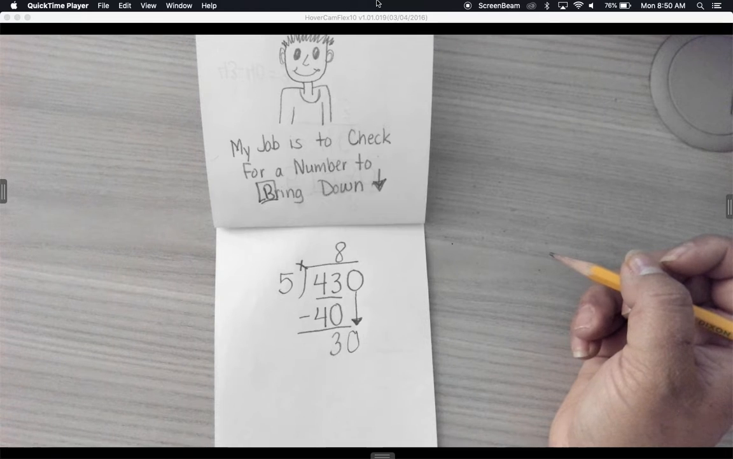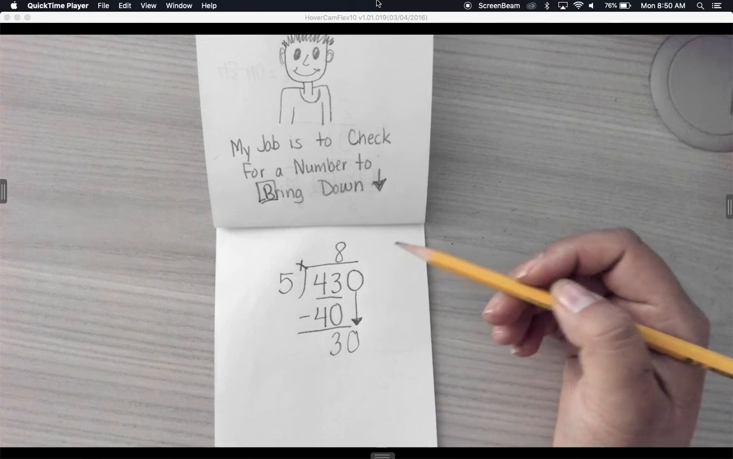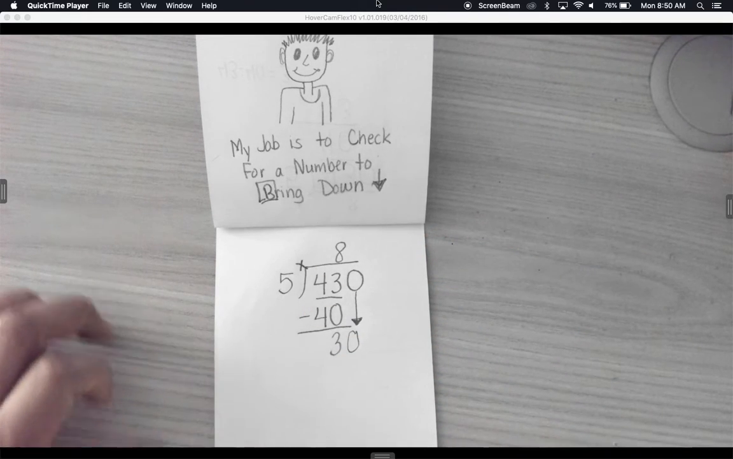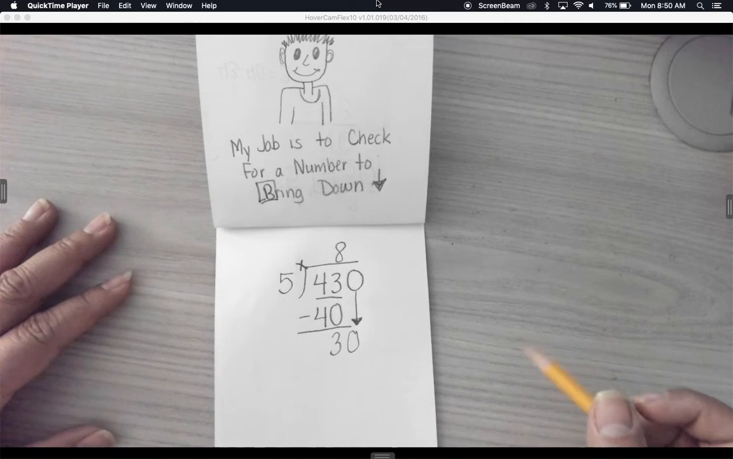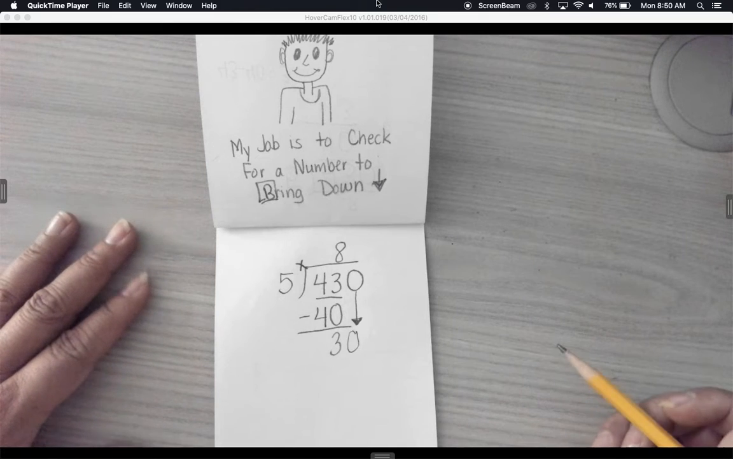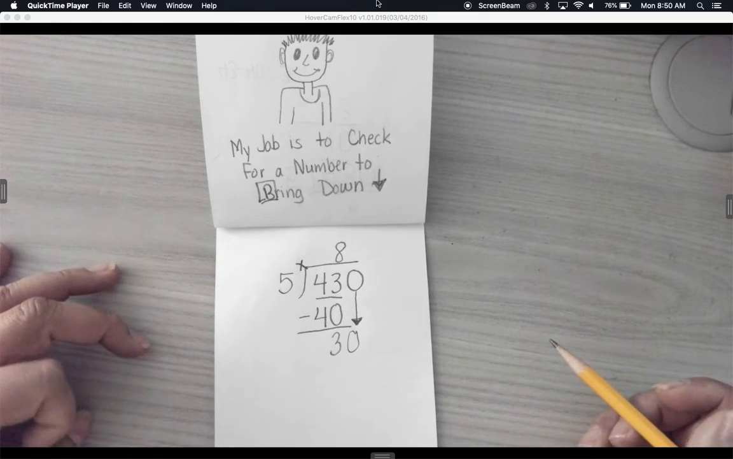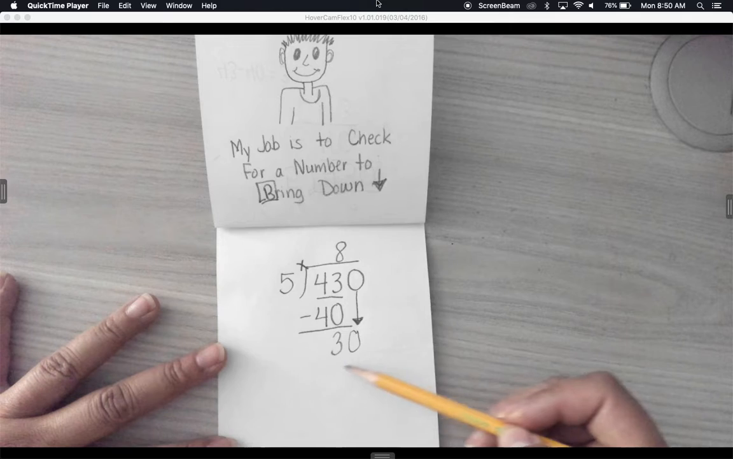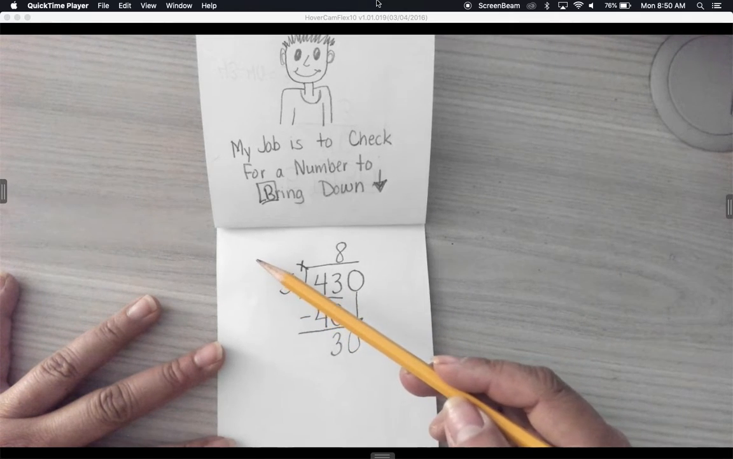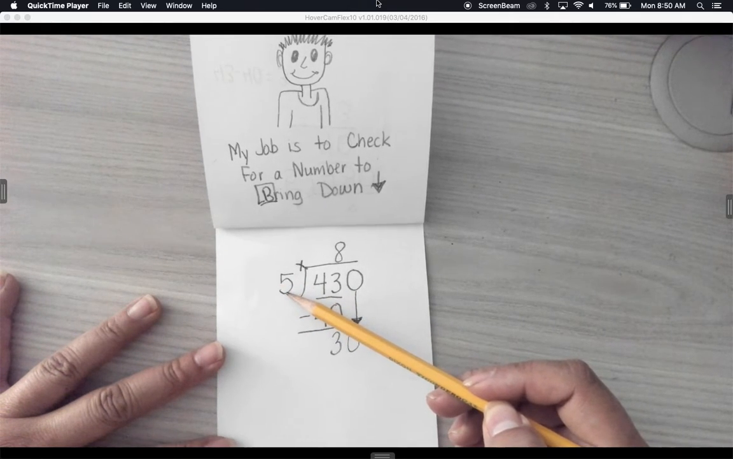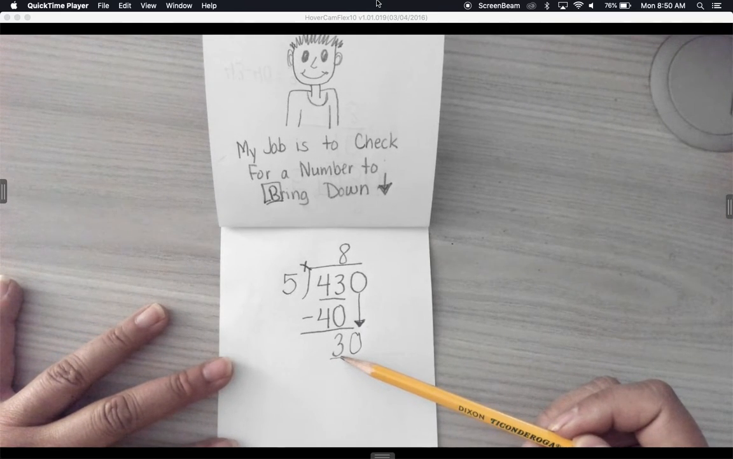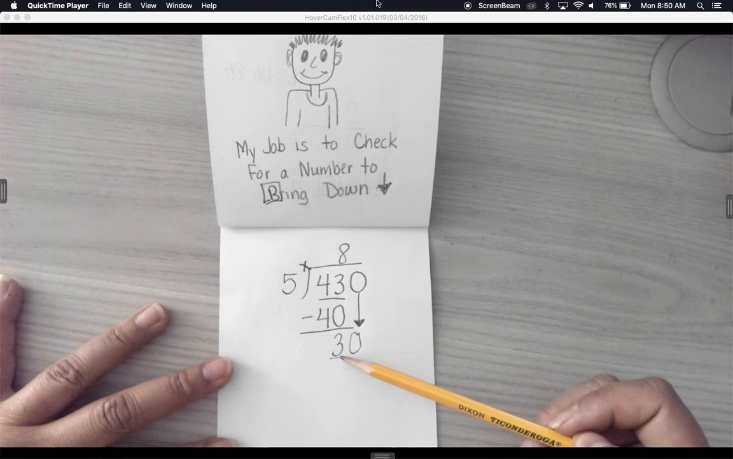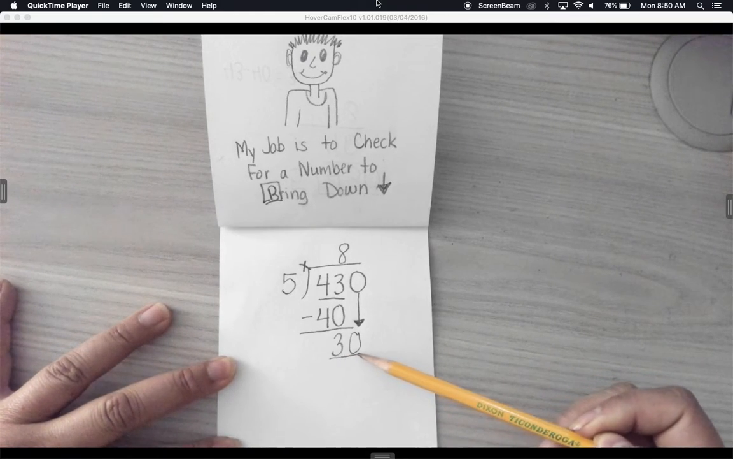Now can we finish the problem? Yes. We can? No, now we have to do what? Repeat. We have to repeat. So whenever you have a number that's here, you can still have something to multiply into 3. Can you multiply something times 5 that'll give you 3? No. But it will give you 30, right?